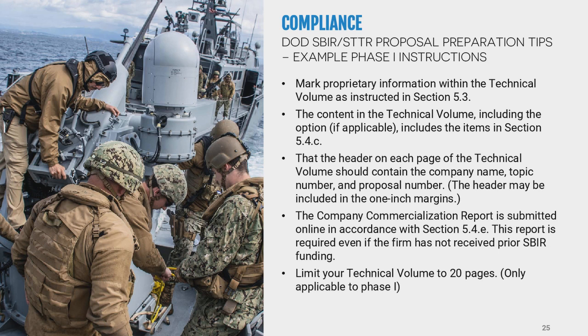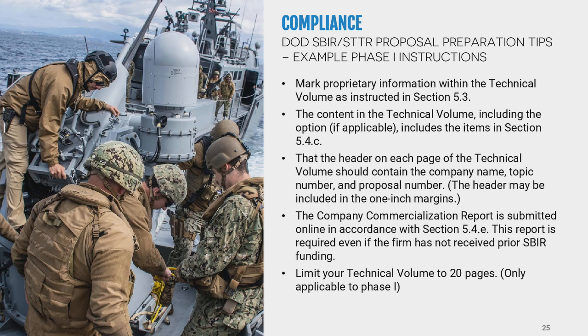Following with an example again of the phase 1 instructions, they tell you to mark your proprietary information as instructed in section 5.3. So this was a specific set of instructions for a BAA. It's just critical that you read those instructions because it'll tell you where the markings need to occur. Bullet number 3, where it talks about the headers. So it tells you, every page, company name, topic number, proposal number.